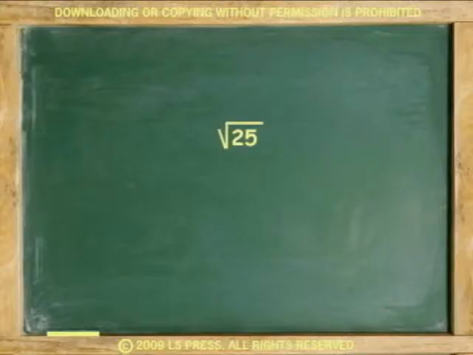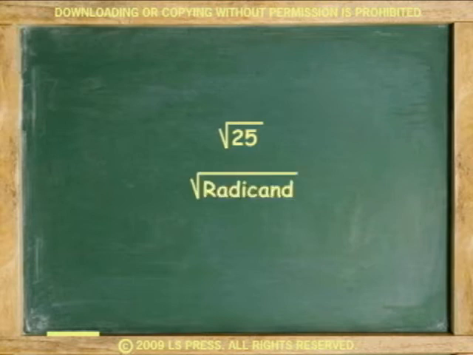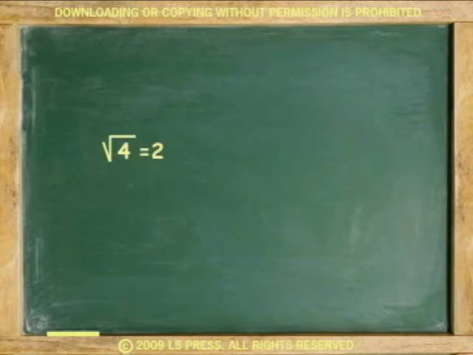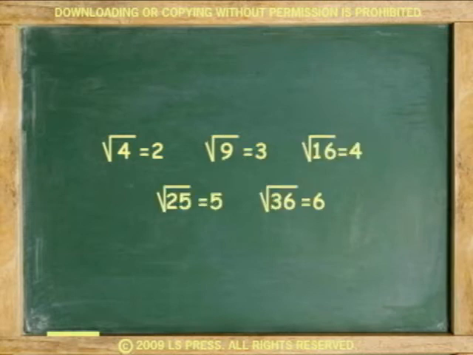A radical expression is one that contains roots. The number under the radical sign is called the radicand. All positive real numbers have roots, but negative numbers do not. The perfect squares such as 4, 9, 16, 25, 36, and so on, all have roots that are whole numbers.